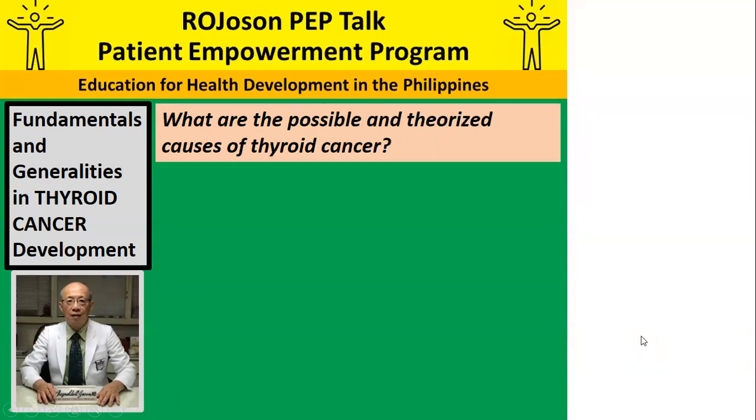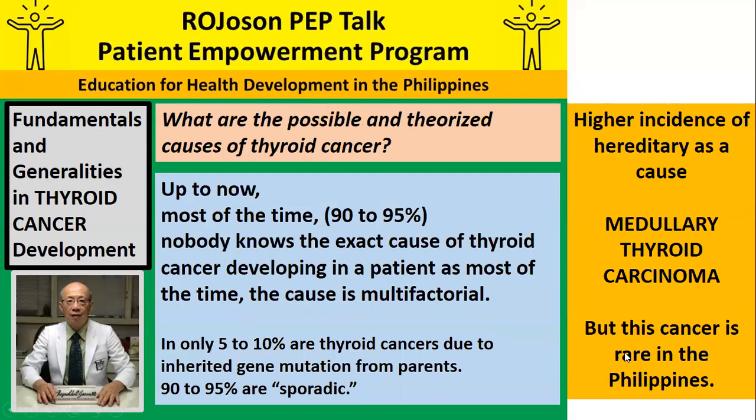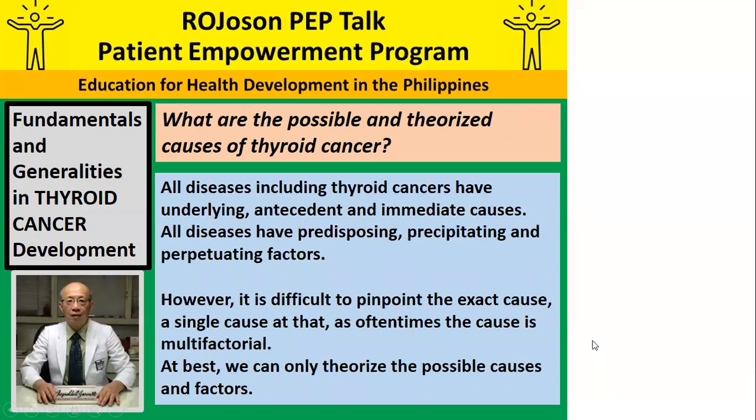What are the possible and theorized causes of thyroid cancer? Up to now, and most of the time, about 90 to 95% of the time, nobody knows the exact cause of thyroid cancer developing in the patient, as most of the time, the cause is multifactorial. Only 5 to 10% of thyroid cancers are due to inherited gene mutation from the parents. So 90 to 95% are sporadic cases. There's a higher incidence of hereditary as a cause for medullary thyroid cancer, but this cancer is very rare in the Philippines.